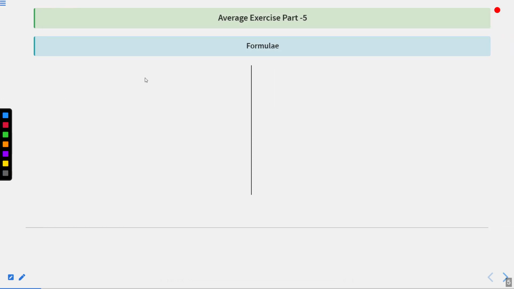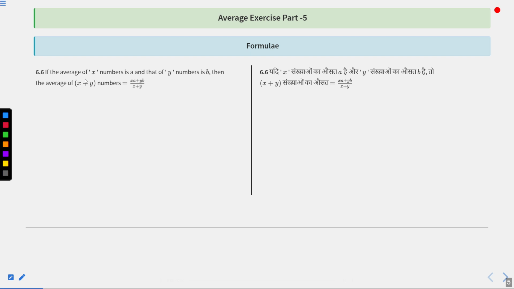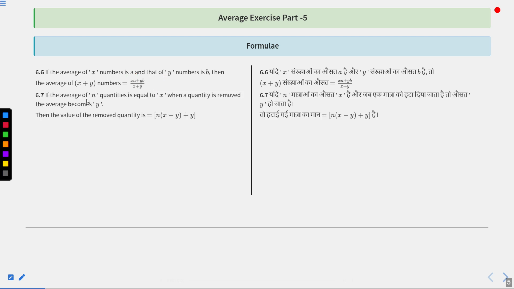Now next some formulas. If the average of x numbers is a and the average of y numbers is b, then the average of x plus y numbers is (x into a plus y into b) upon (x plus y). Next one is if the average of n quantities is equal to x, and when a quantity is removed the average becomes y, what will be the value of the removed quantity? We can calculate it as n(x minus y) plus y.